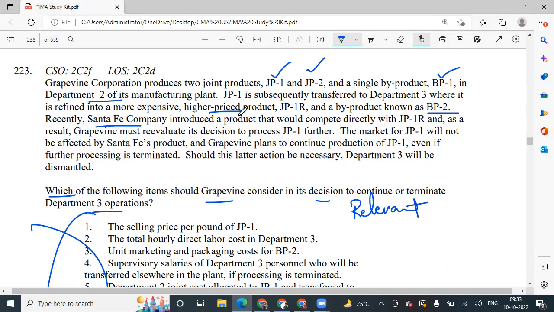Recently, Santa Fe Company introduced a product that would compete directly with JP1R. So this product has competition, which is getting refined in Department 3. As a result, Grapevine must reevaluate its decision to process JP1 further. The market for JP1 will not be affected by Santa Fe's product.